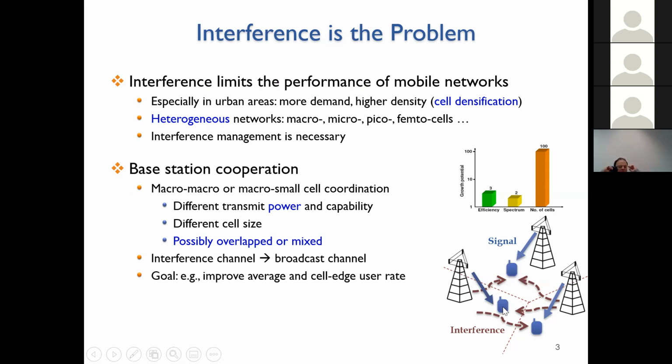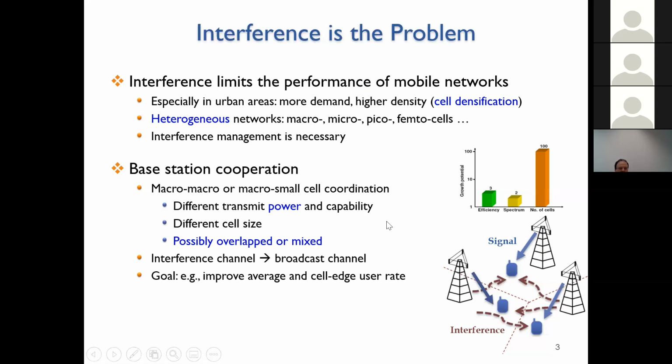As you can see, for example, this user, which is going to receive the signal from base station 1 on the left-hand side, will receive the signal that you prefer. On the other hand, you receive interference due to the signal from another base station to another user. So this is the notion that signal and interference all mix up.